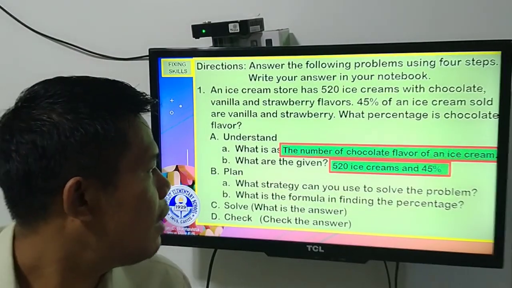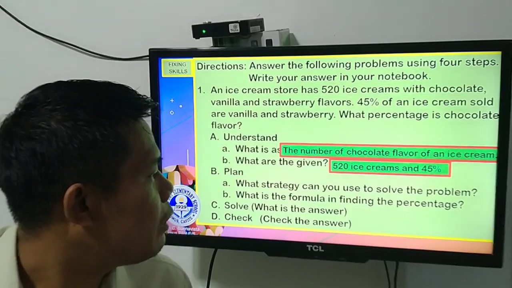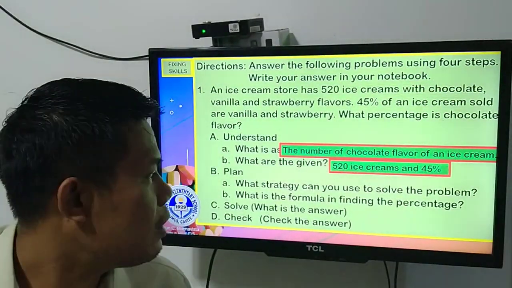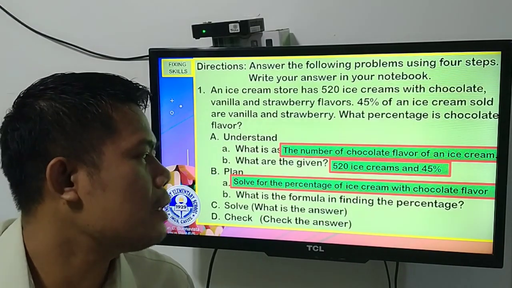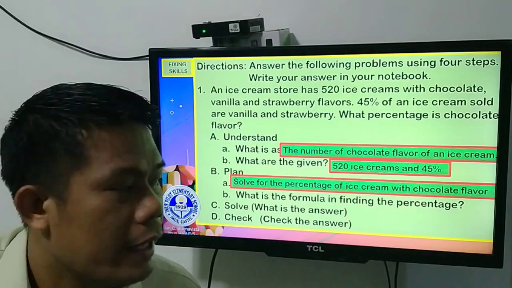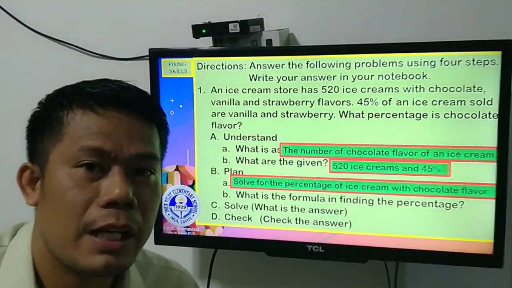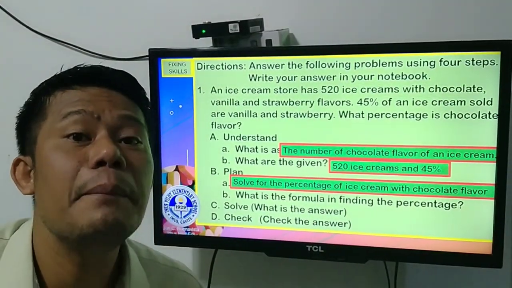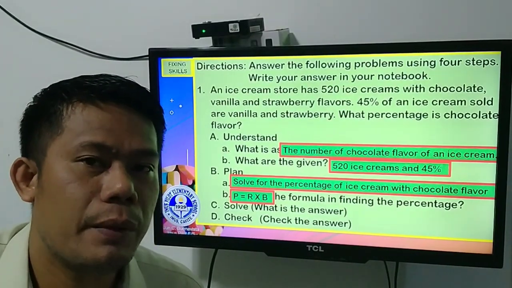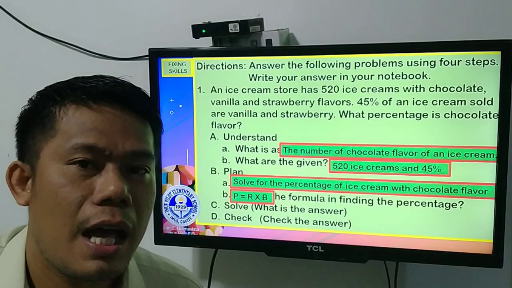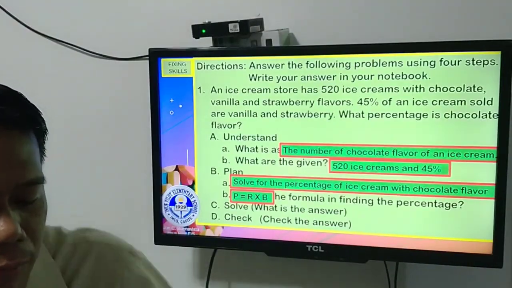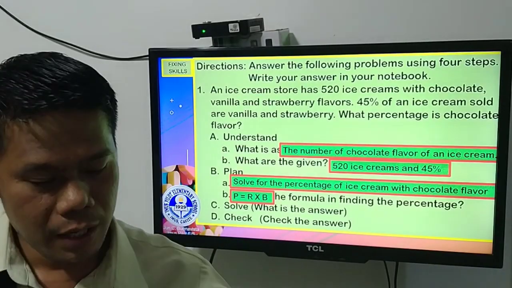Okay. Now, plan. Under the plan, we're going to know what strategy we're going to use. The strategy is solve for the percentage of ice cream with chocolate flavor. And what is the formula in finding the percentage? Again, we have P equals R times B, or percentage equals rate times the base. Okay, then we're going to solve.